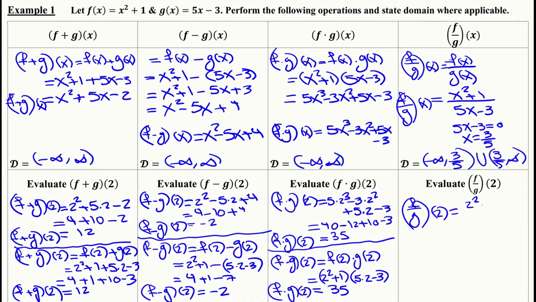2 squared plus 1 over 5 times 2 minus 3. So we get 5 over 7, and that is f over g of 2. So you can see these operations are very straightforward, very simple, but important. You'll be encountering them all the time as you proceed with mathematics. So just make sure you have these down and then we'll proceed.